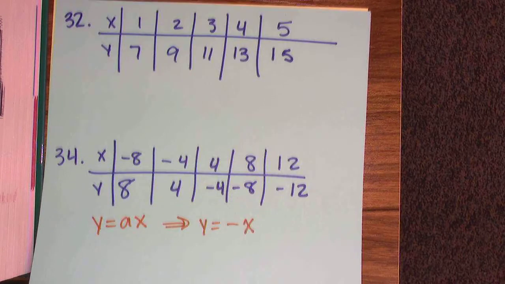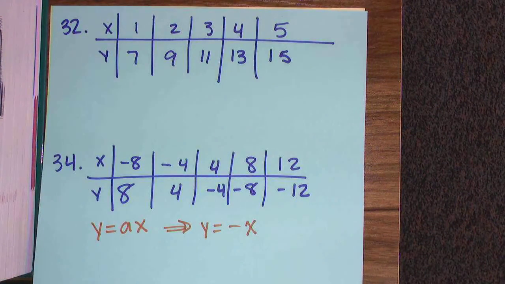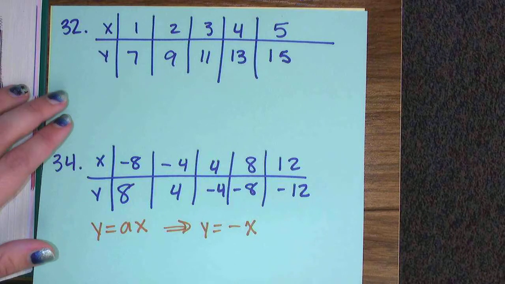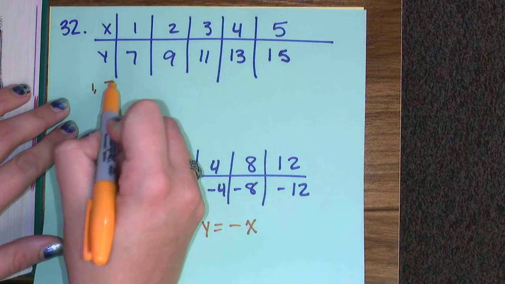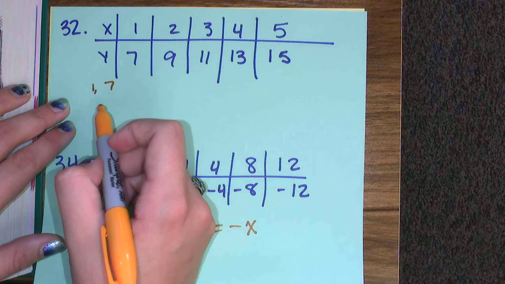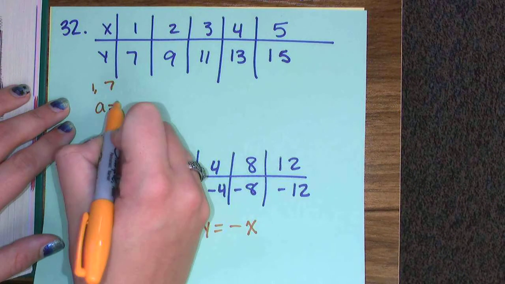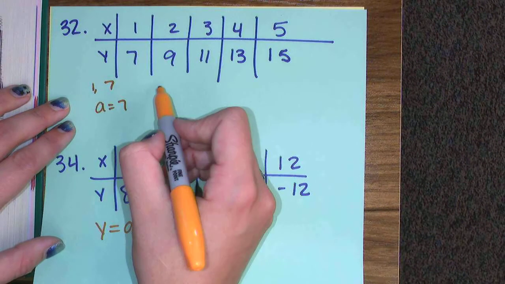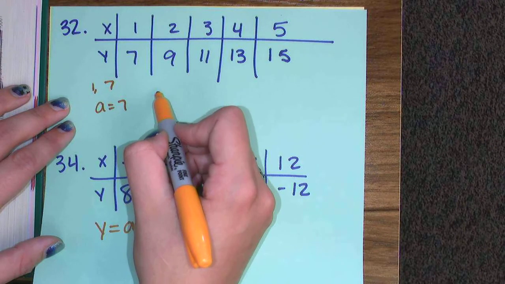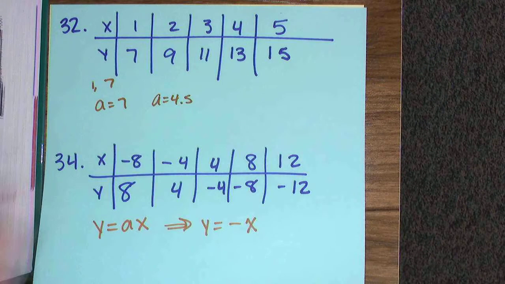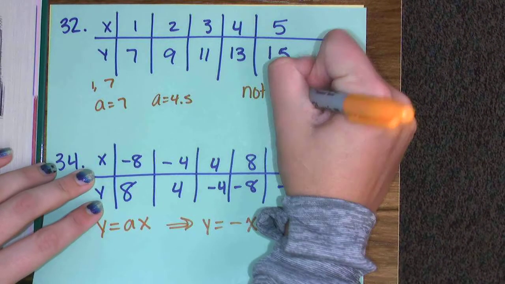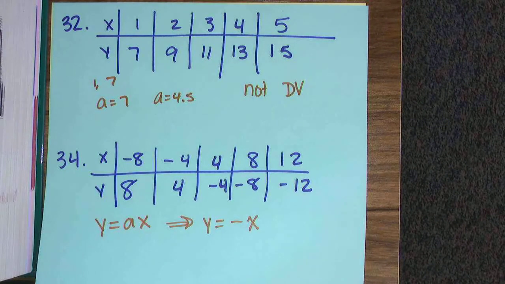But if we did the same thing with 32, if I did it with 1 and 7, what would my a be? If I did that, a would be equal to 7. How about if I did it with 9 and 2? Okay, a would be 4.5. As soon as I see there's a difference, I know that it's not, and then I can just put not direct variation. Does that make sense? Pretty easy, right? Just looking at it. Any questions before I give you your problems?